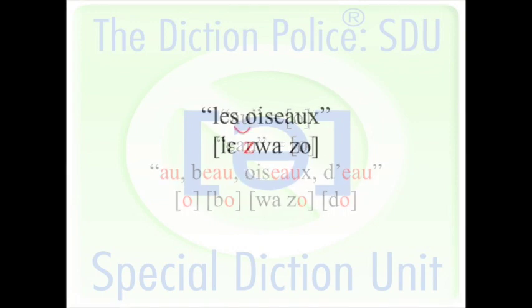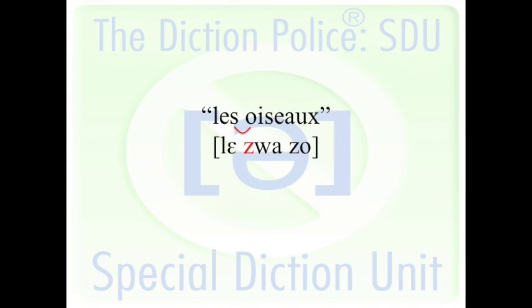Yeah. While we're there, we have that liaison with "les oiseaux." Les oiseaux, yes, of course. And this is a very straightforward liaison between the plural article and the plural noun. Right. It's a case of a mandatory liaison.